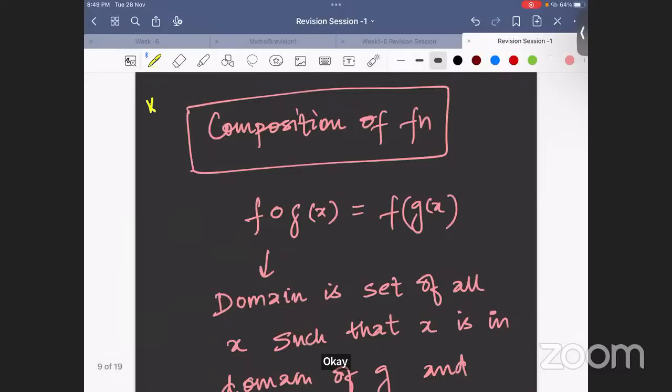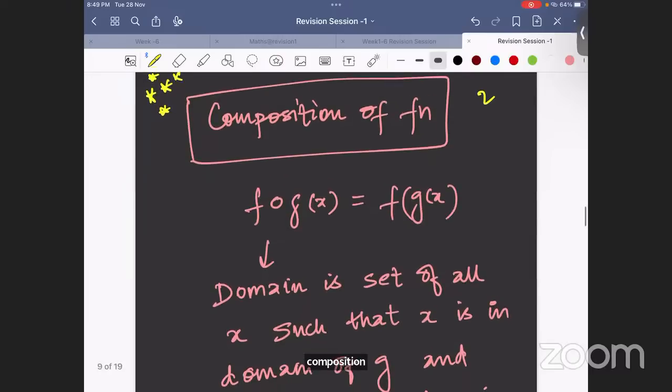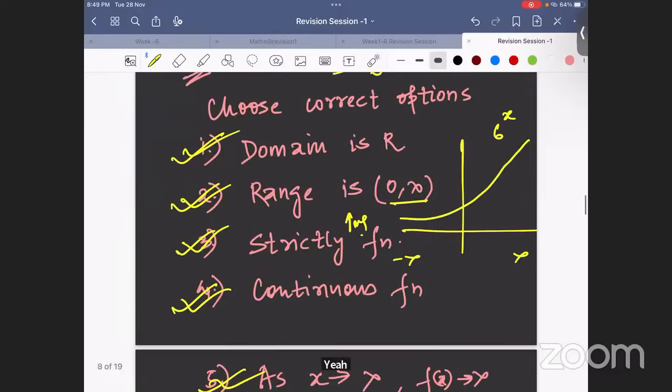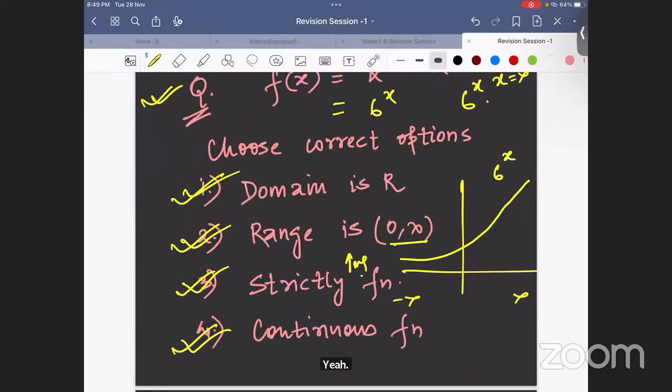And the most important part is the composition of functions. I can tell you directly there will be questions from this topic. Sir, I have a question. Point number 3, strictly increasing function: what do they mean by strictly increasing function? Okay.